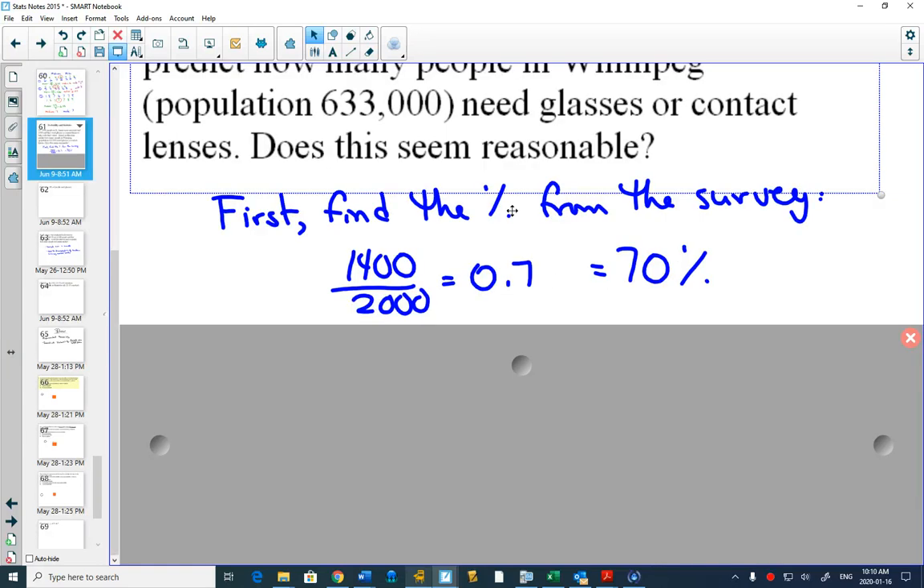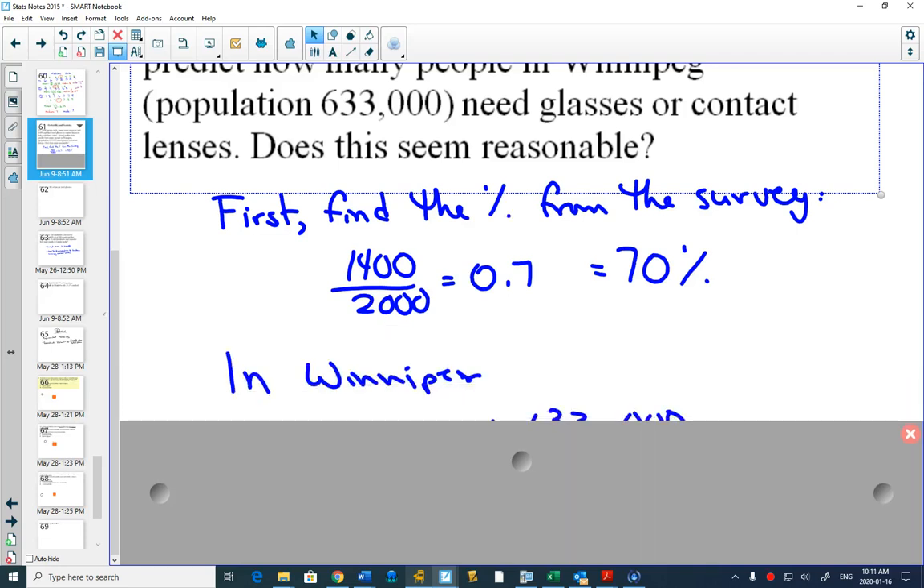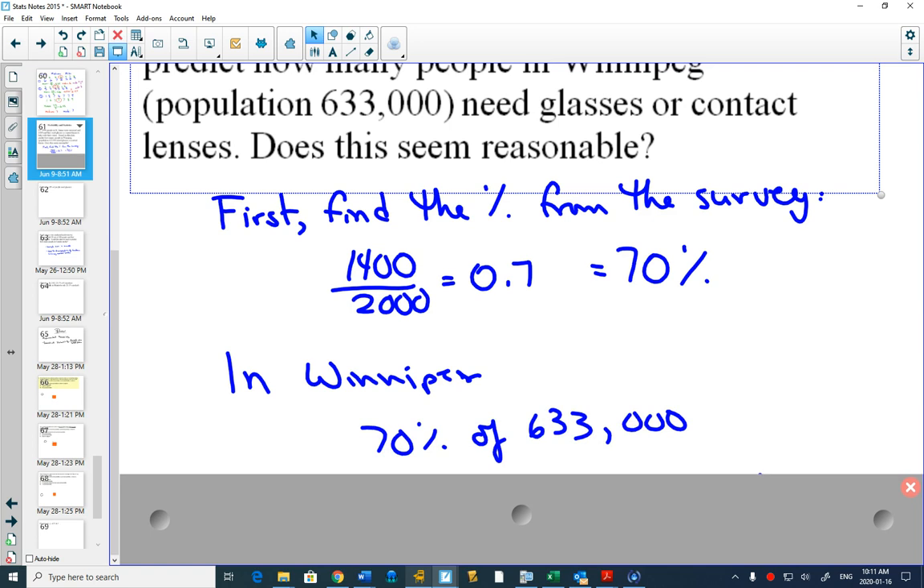Once you figure out the percentage from the survey, if the survey is a valid survey, you should have that same percentage in all of Winnipeg. So then your next part is that in Winnipeg, that would mean 70% of the whole population of Winnipeg should have either glasses or contact lenses.